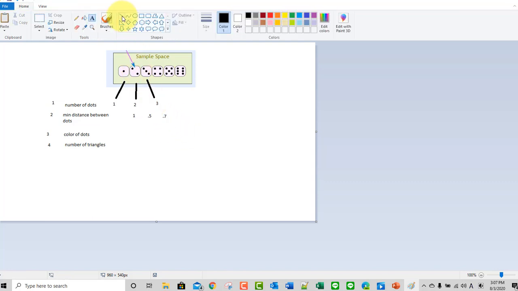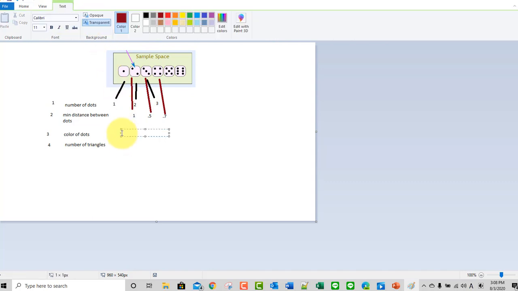So we would have, let's say, a different color here. So we'd have, this would be 1, and this would be 0.5, and this would be 0.7. And then we could have the color of the dots. Now these dots are all black. So we would do this, maybe black. I guess I should make it black.